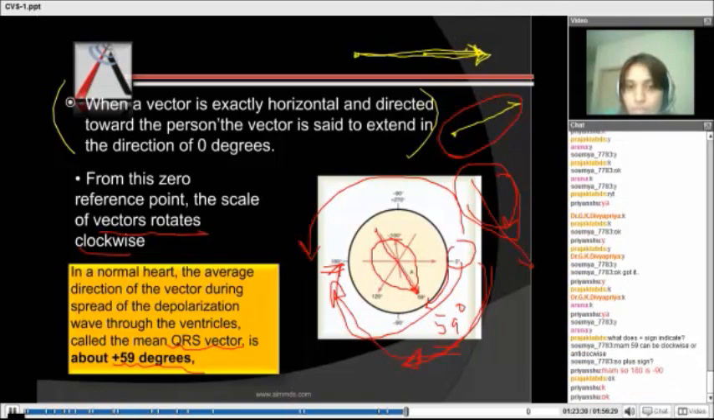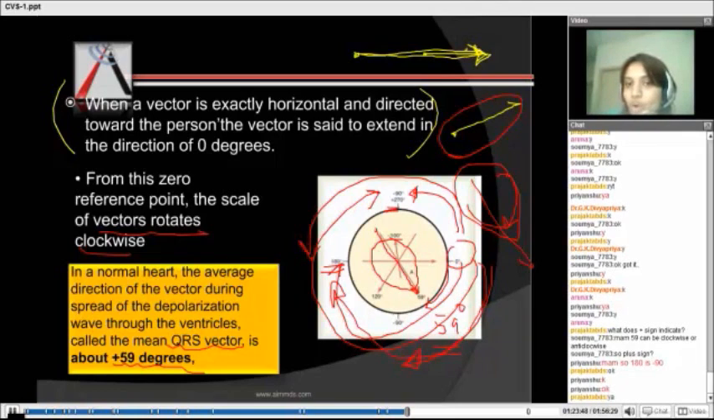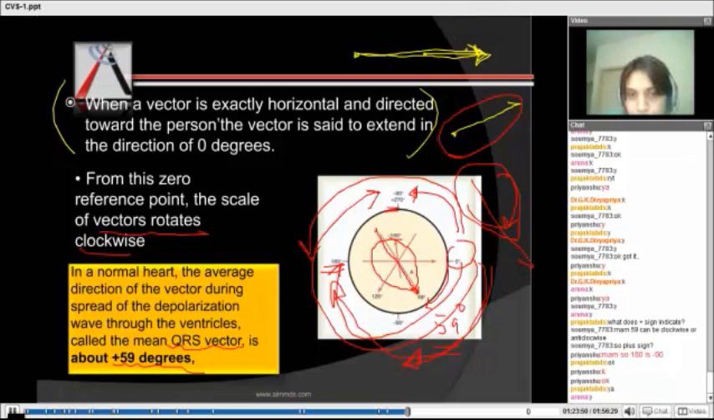But if you just notice in here, that is plus 270. This plus 270 could also be written as minus 90. Are you getting it? If your vector is plus 270, it could be minus 90. This is plus 90.